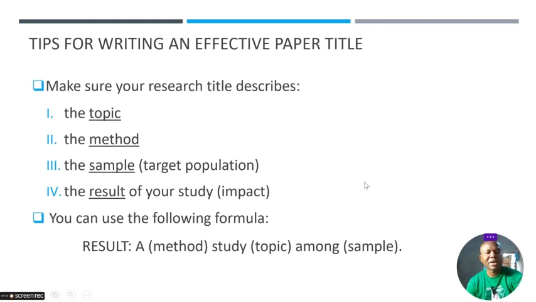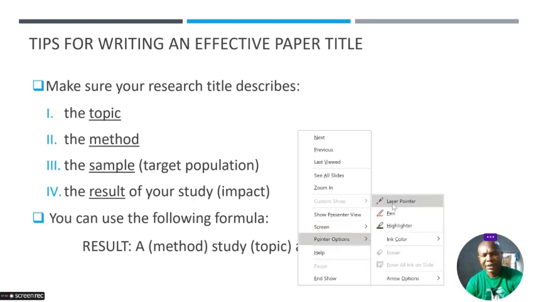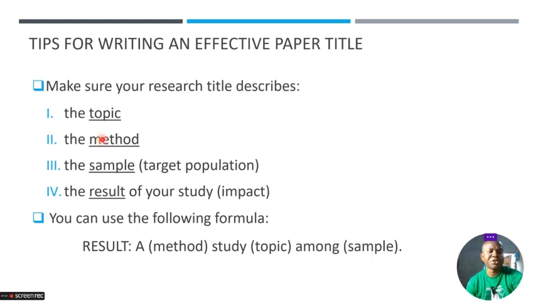Now, again, tips for writing an effective paper title. The first thing is that you make sure that it talks about the topic. The topic is very, very important here. And again, the methods that you're going to use. Number three, the sample, the target population will be clearly described. And again, we talk about the results you want to find out. And of course, you have an example in this format: the methods, the topic, and the sample. Let's have an example.